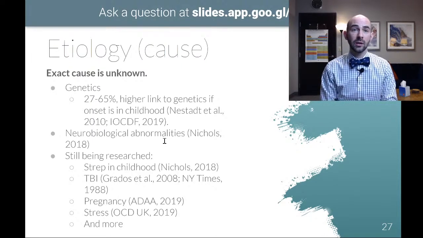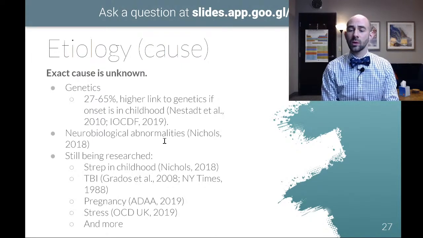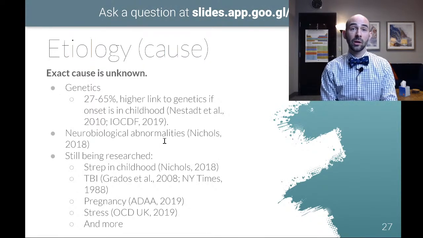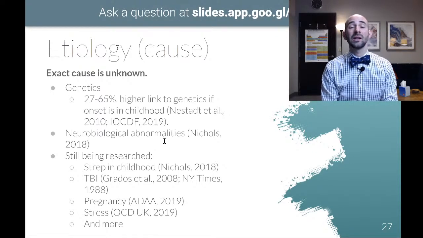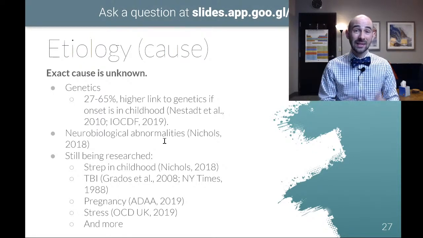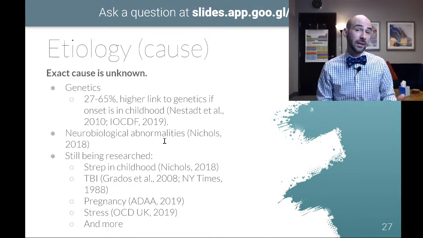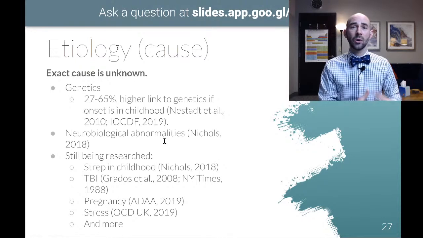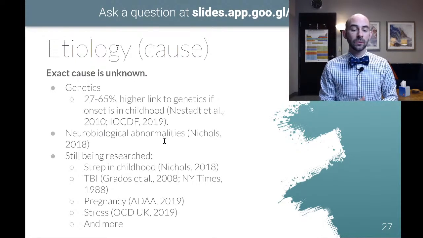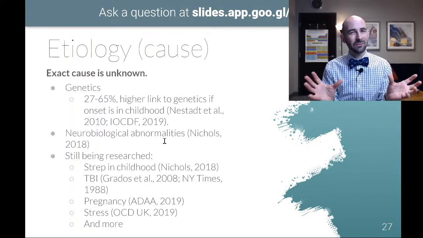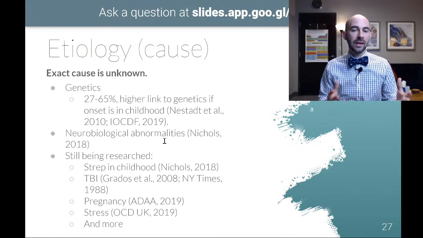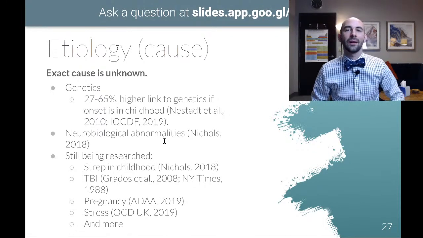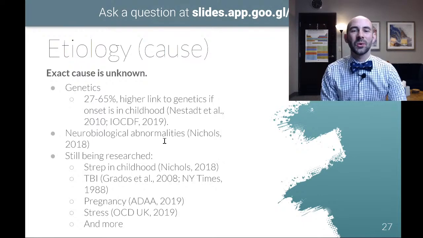Traumatic brain injury: there are some cases where TBI led immediately to symptoms of OCD, where a person didn't have the diagnosis prior. So that's a question. Pregnancy appears to affect onset for some. Chicken or the egg? Did the person have OCD? Was that a trigger to epigenetics, the field of study that looks at how our genetics are activated? Could it be a stressor? And then stress in general, which is kind of connected to every potential disorder.